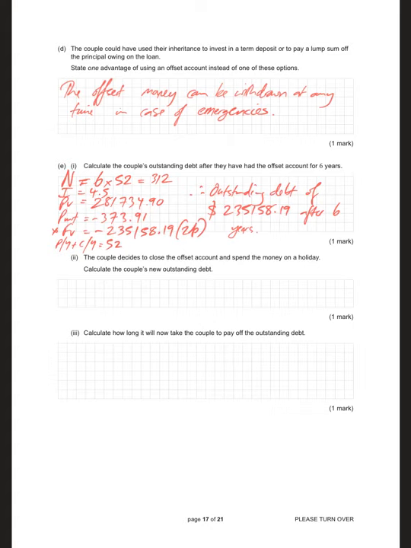The couple decides to close the offset account and spend the money on a holiday. Calculate the couple's new outstanding debt. Well, 235,158.19 was with the offset. The offset was 10 grand, so they're going to owe 10 grand more. So it's going to be $245,158.19 debt.